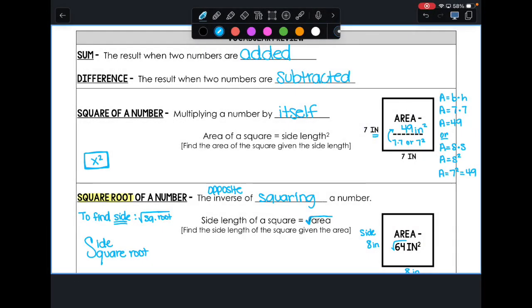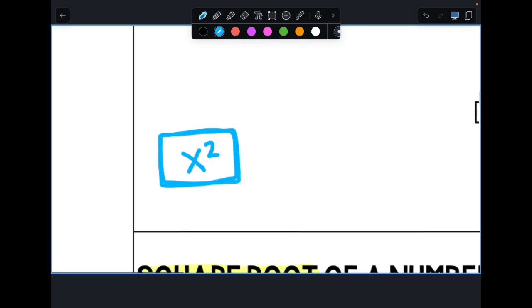All right, did everybody find that button? Where is that button? It's two buttons under what? Two buttons under math. Okay? So, this is the button that you would press to square a number.